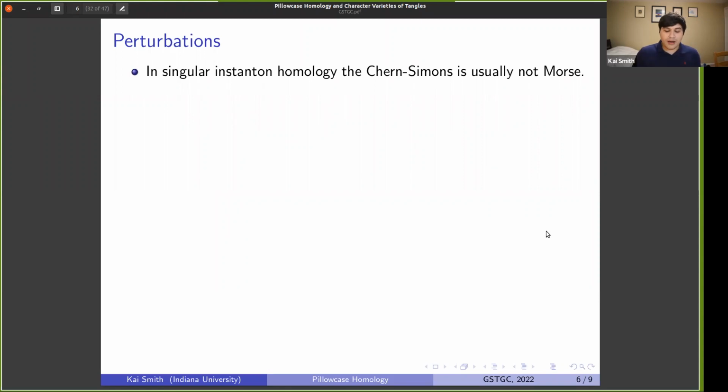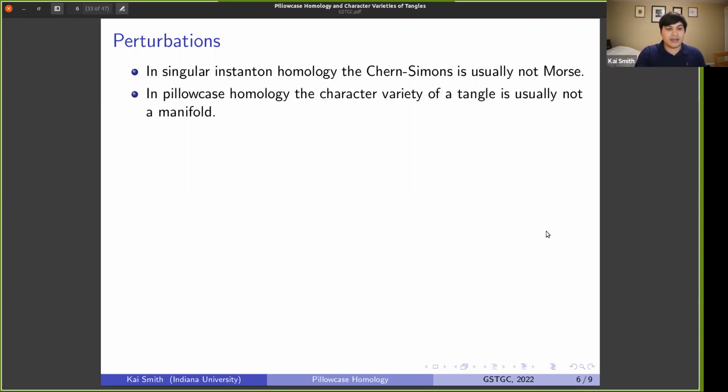So far, as I've explained everything, there are some big problems. If you tried to compute either of these theories the way I've explained so far, it just wouldn't work. In the singular instanton homology case, the Chern-Simons function is usually not Morse. In fact, unless you're looking at the unknot, it's not going to be a Morse function. And for pillowcase homology, the character variety of a tangle is usually not a manifold. Again, that's going to be the case as long as you're not looking at the unknot. So these are big problems.